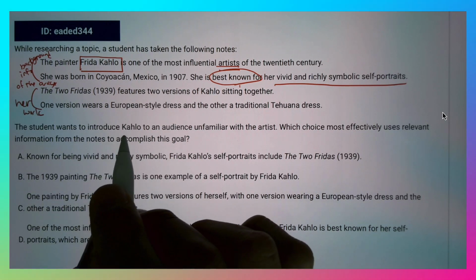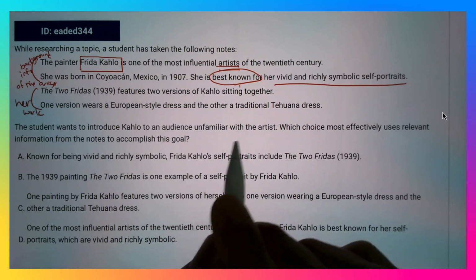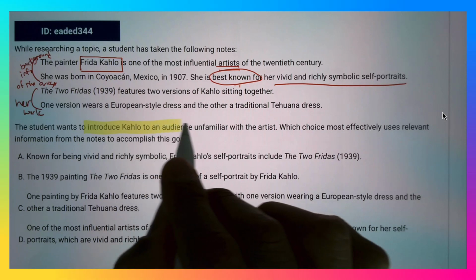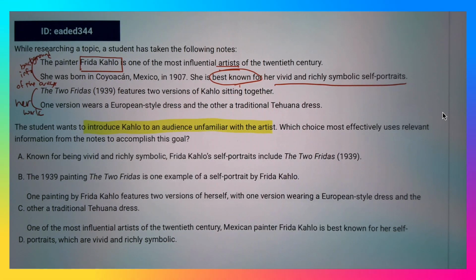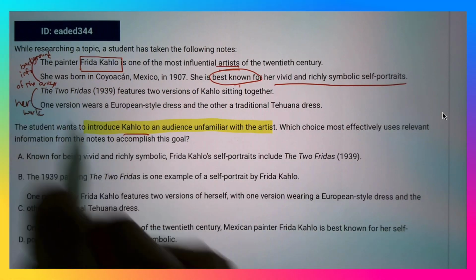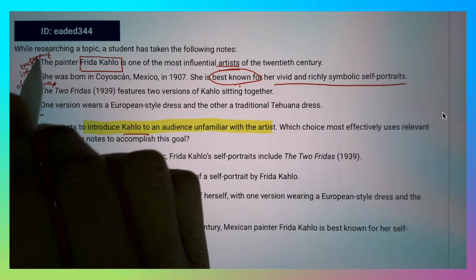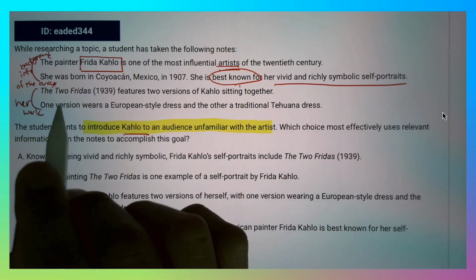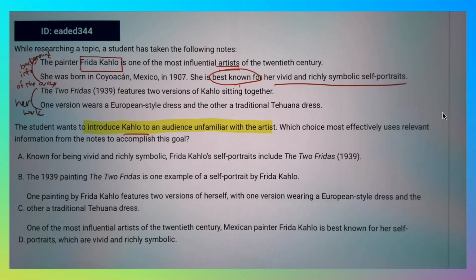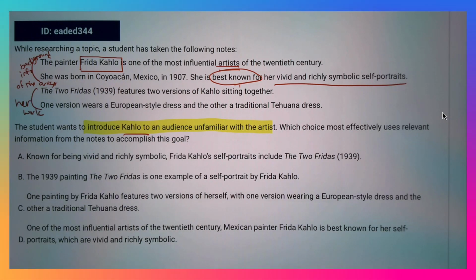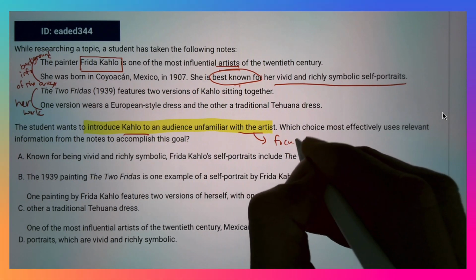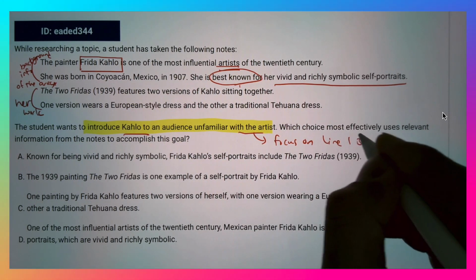The student wants to introduce Kahlo to an audience unfamiliar with the artist. Introduce Kahlo to people who don't know her. Okay, so if it's about Kahlo, the person, it's better to talk about her background information than her specific work, such as The Two Fridas. So if we talk about lines 3 and 4, you can get rid of them. Okay, so focus on lines 1 and 2.